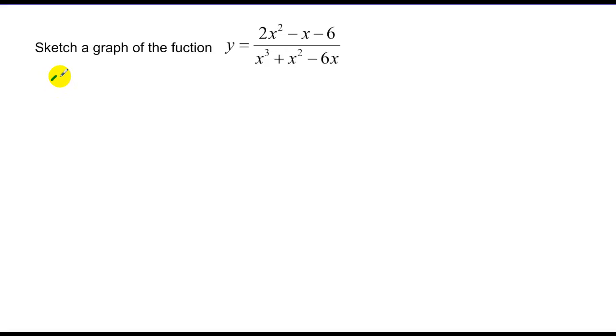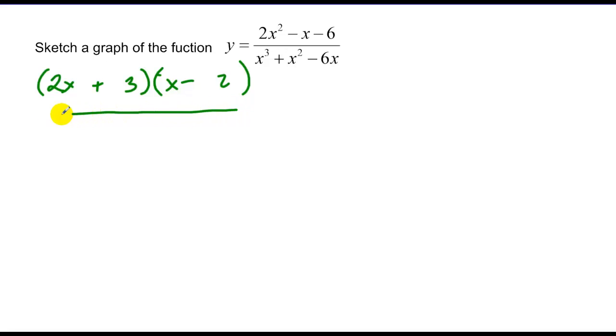We've got 2x, an x, need a 1 in the middle, so we need a 2 and a 3, and that's going to be a negative here and a positive here. In the denominator, I pull that x out, and then I need a 1 in the middle, so that's plus 3 and a negative 2. So in this case, we have factorable terms and a reduction. So I'm going to have a hole.